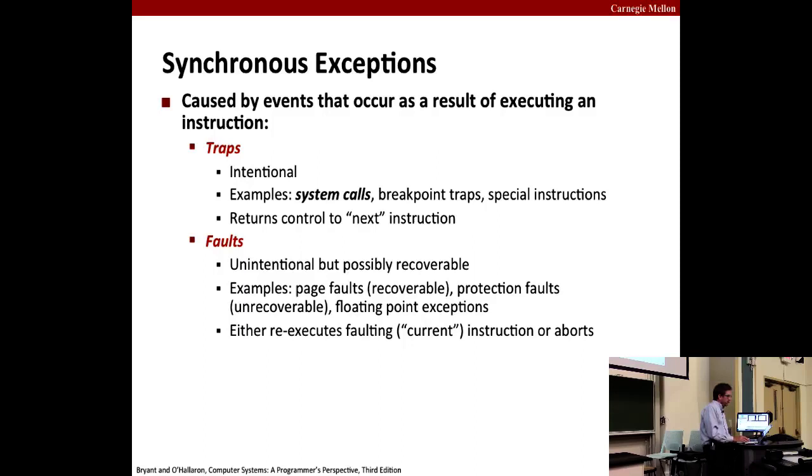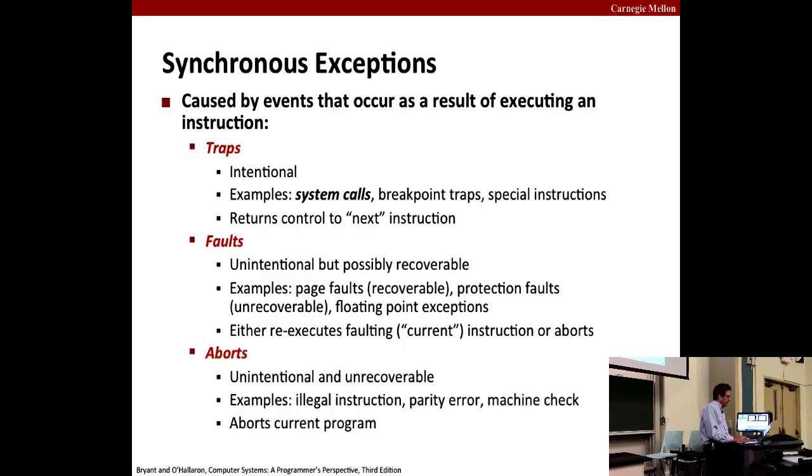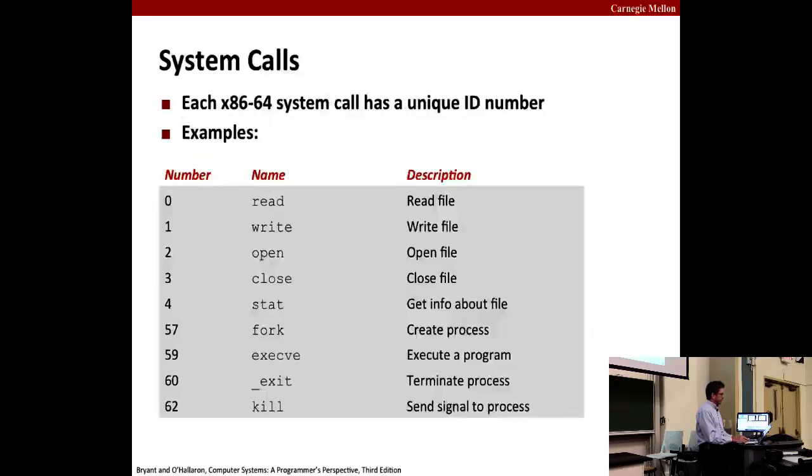So in either case, when there's a fault, it either re-executes the current instruction or it aborts. And then there's unintentional and unrecoverable exceptions, which are called aborts, and those always abort. So if you execute an illegal instruction, if there's a problem with your memory and it's corrupted, or if there's some problem with the machine, those create aborts that are unrecoverable and never return back to the program.